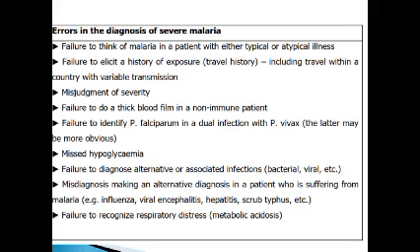Missed hypoglycemia: failure to diagnose alternative or associated infections, that means bacterial, viral, etc. Misdiagnosis: making an alternative diagnosis in a patient who is suffering from malaria, for example influenza, viral encephalitis, hepatitis, scrub typhus, etc. Failure to recognize respiratory distress or metabolic acidosis.